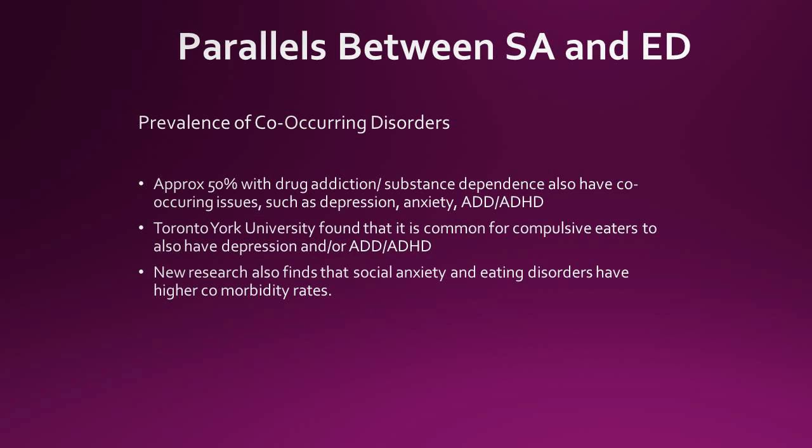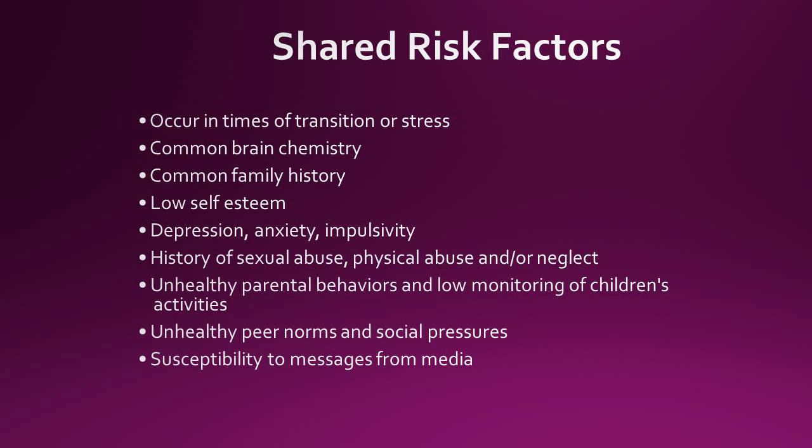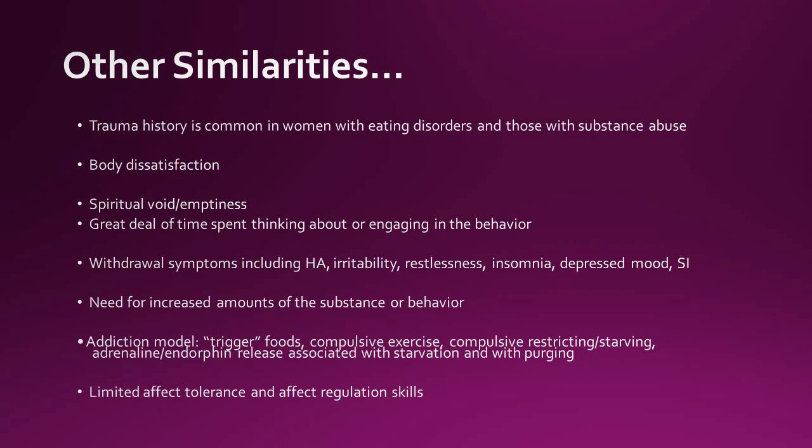Toronto York University in a study found that it's common for compulsive eaters to also have depression or ADD, ADHD. And then there's new research that finds that social anxiety and eating disorders have higher comorbidity rates. Some of these other shared risk factors: brain chemistry, low self-esteem, impulsivity, history of abuse and trauma, unhealthy parental behaviors and low monitoring of children's activities, unhealthy peer norms, social pressures, messages from media. These are also some other ones that just kind of pop up.